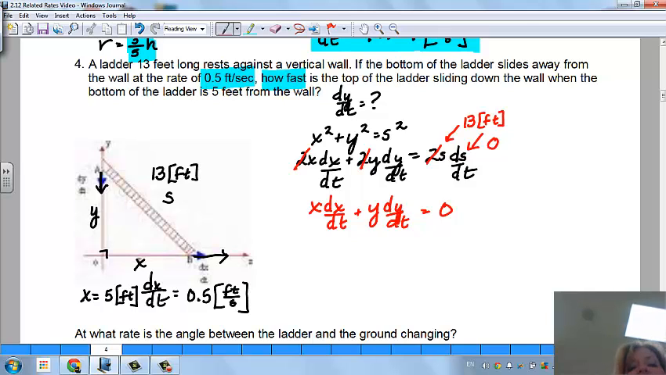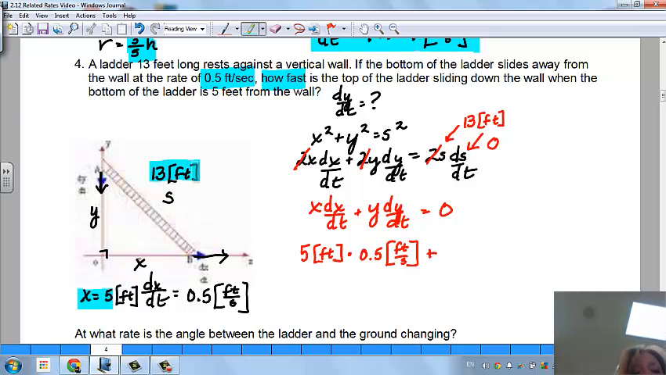All right? So now let's go back and put everything in. I know this x is 5 feet, so I'm going to plug that in the x spot. dx/dt times 0.5 feet per second, so we know that too. But now I know I'm solving for dy/dt, but what's y? How am I going to find y? Well, they want to know when this is 5 feet from the wall. So right here, this is 5 feet, and you know that the ladder's 13.